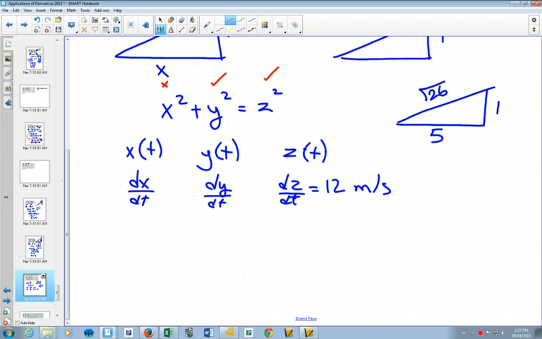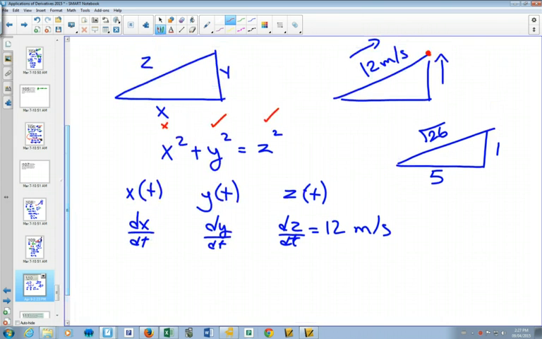And the only way we could find dx/dt is if we knew dy/dt, and we don't know either of those. However, we know there's a relationship between y and x, because no matter where we are on the triangle, it'll always be a similar triangle to this one. So if this is our y and this is our x, we can see that y over x will always fall in this ratio of 1 to 5. And then solving for x, we'll get x is equal to 5y.